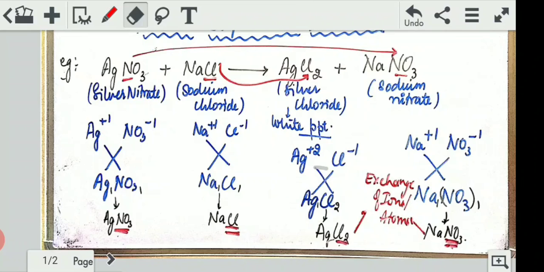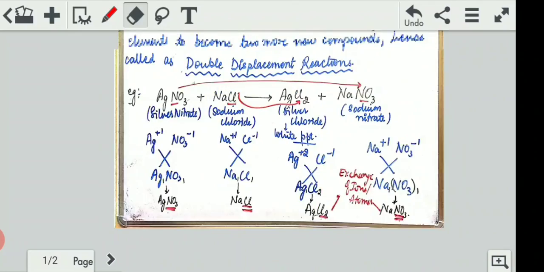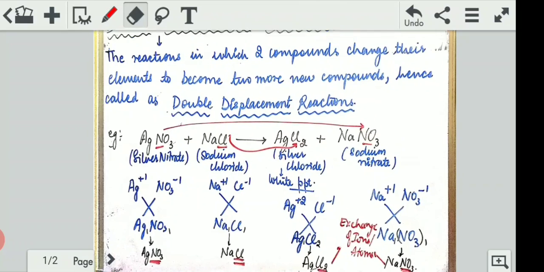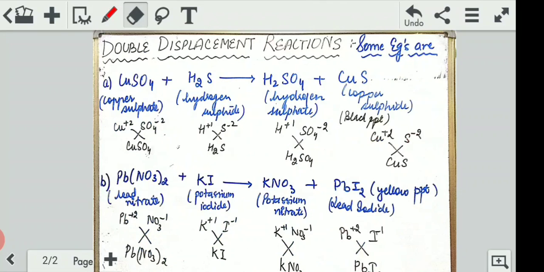Then now it has formed AgCl2. Sodium nitrate was simple, Na +1, nitrate -1, so it forms sodium nitrate, right? Now, as two compounds were involved, two new compounds were formed, and element exchange was occurring between both. Thus, this is called a double displacement reaction. I hope it is clear. We will study some more examples related to double displacement, which will make it clear what it actually is.